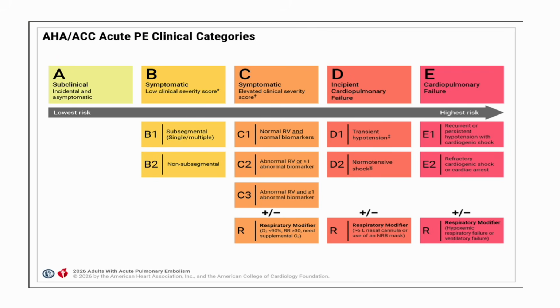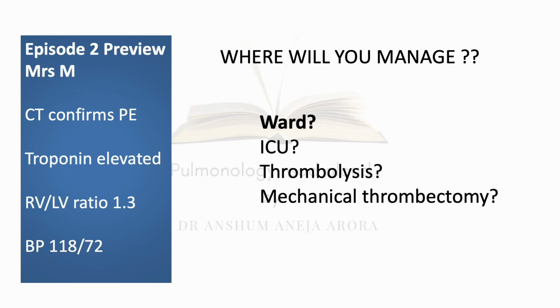Now finally, based on all of this, the acute PE clinical categories have to be decided. So now that you've done the imaging, now that you've done the right test and diagnosed the patient, you need to put the patient into one of the 5 clinical categories. And the remainder of this series will revolve around these 5 categories. So, for our patient, in the next episode, we are going to look at where we should be managing this patient based on the risk stratification, whether we should be doing thrombolysis, thrombectomy, how to manage it.